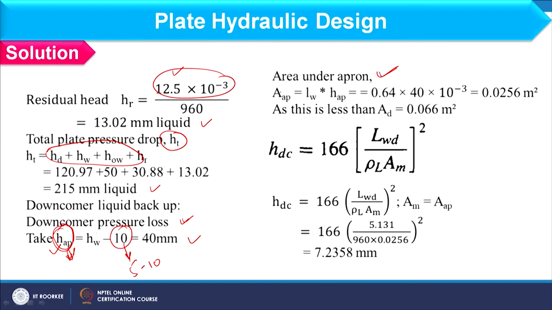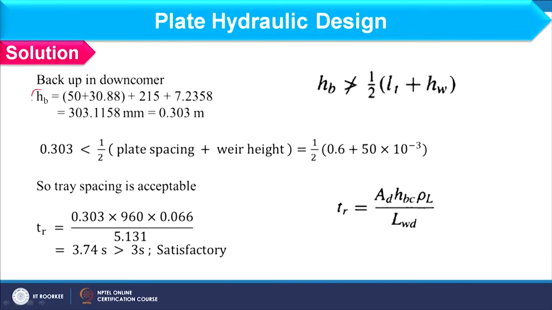Area under the apron is AAP and that should be LW into HAP, and the value we can obtain as 0.0256. We will compare this with the downcomer area which is 0.066, and we consider the minimum area among these two. So we will choose this area. So considering AM as this, we can find out HDC, which is coming out as 7.2358 mm. So let us see the backup in the downcomer and that can be given by HB.